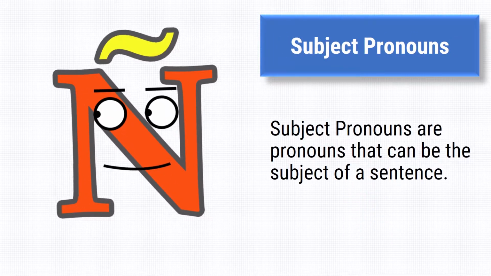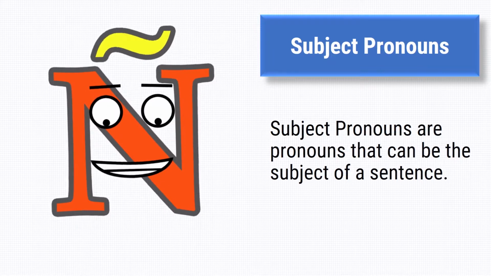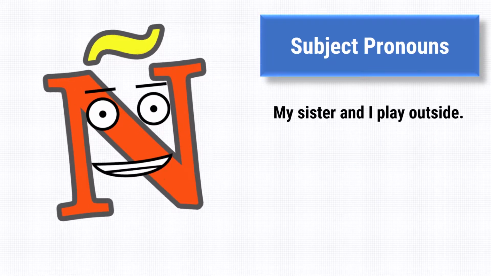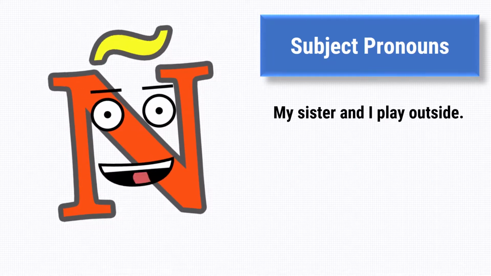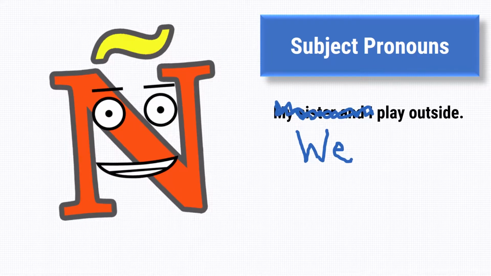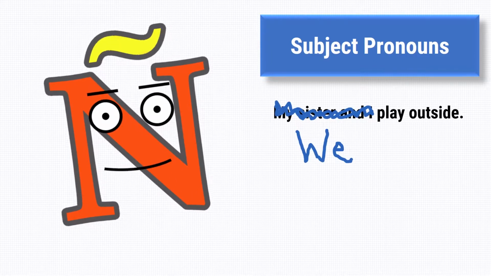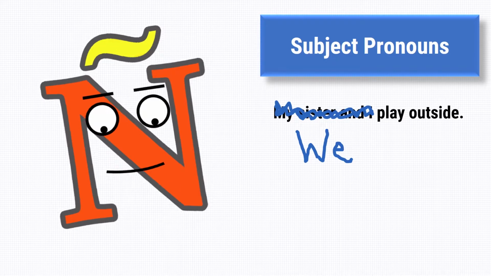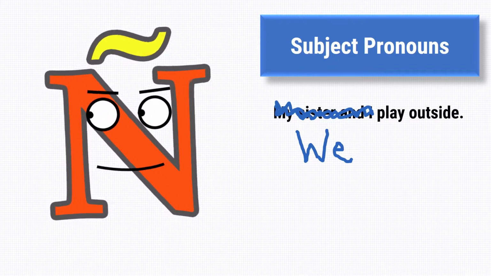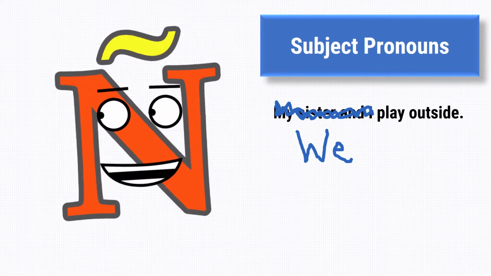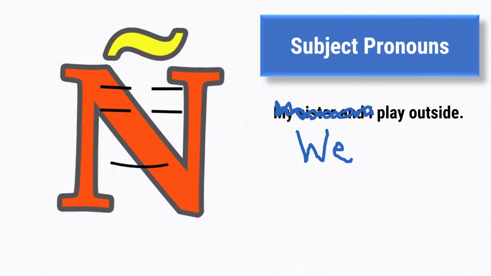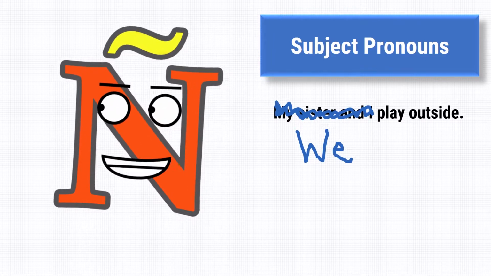Subject pronouns. Those are pronouns that can be the subject of a sentence. So for example, my sister and I play outside. We can replace my sister and I with we. We play outside. We is a subject pronoun because you can use it as the subject. This is unlike a word like us. If you said us play outside, that wouldn't work because us isn't a subject pronoun.